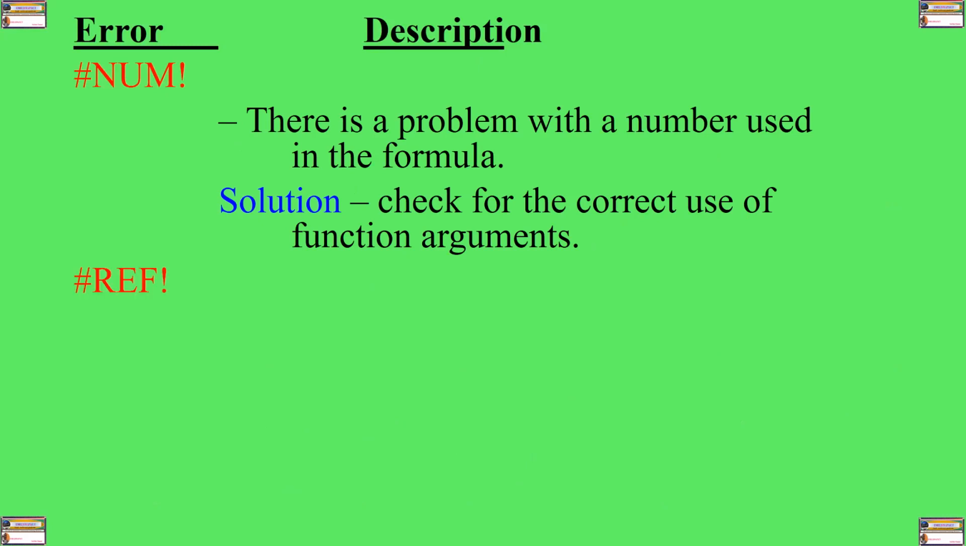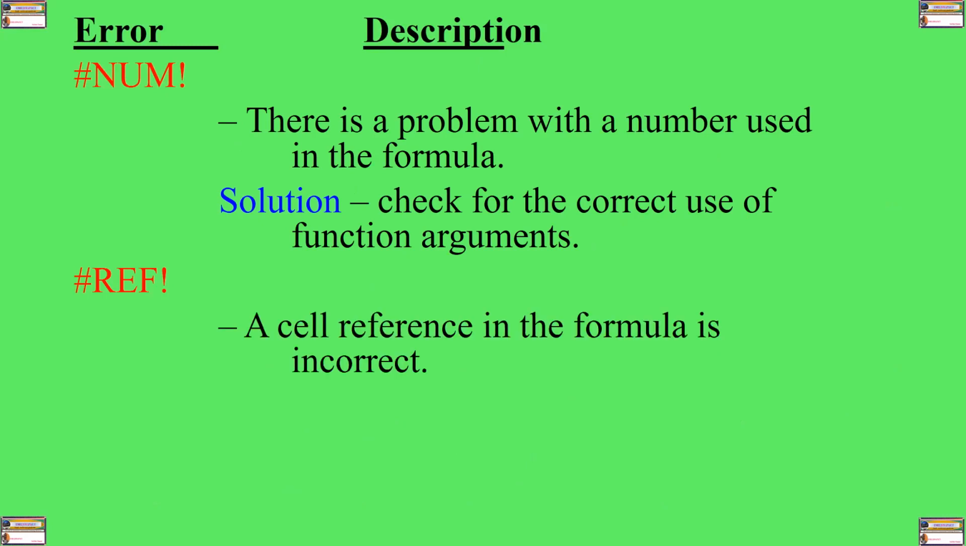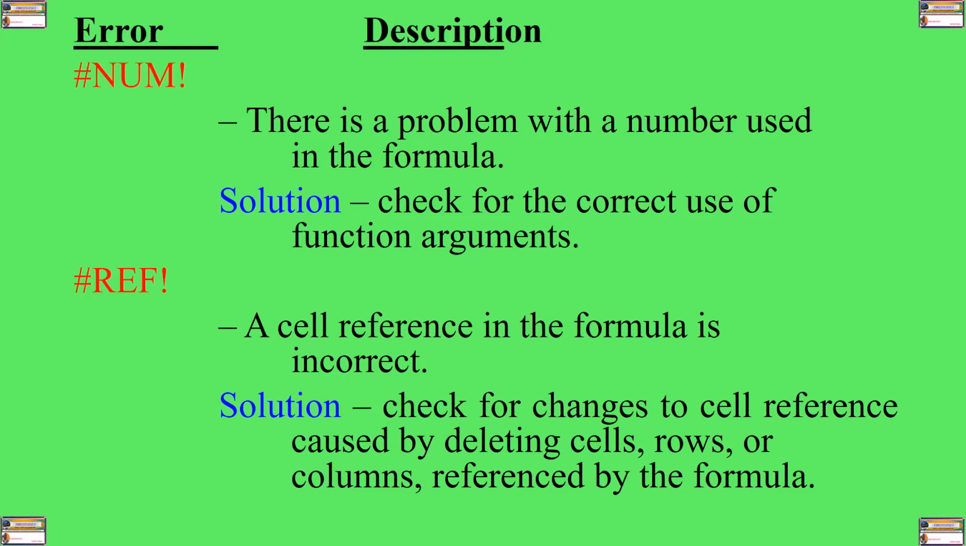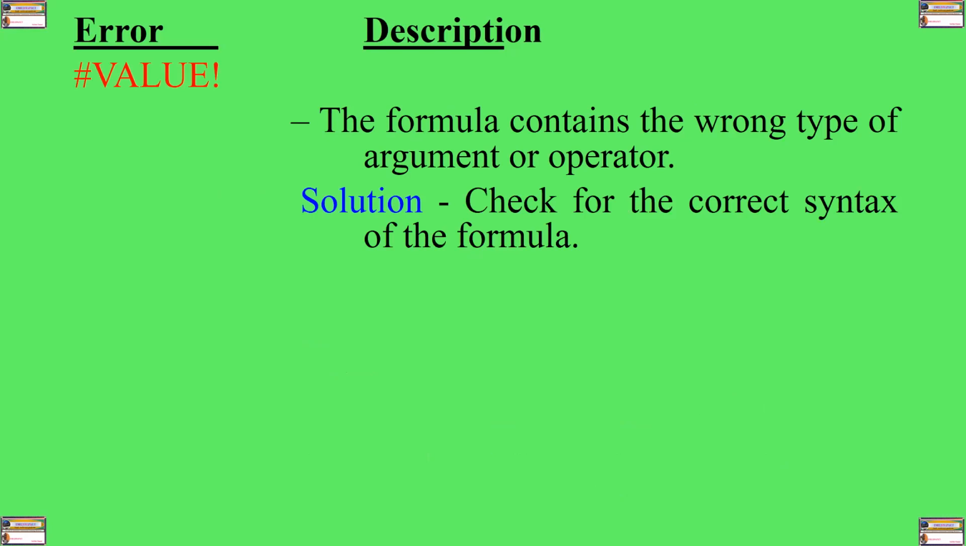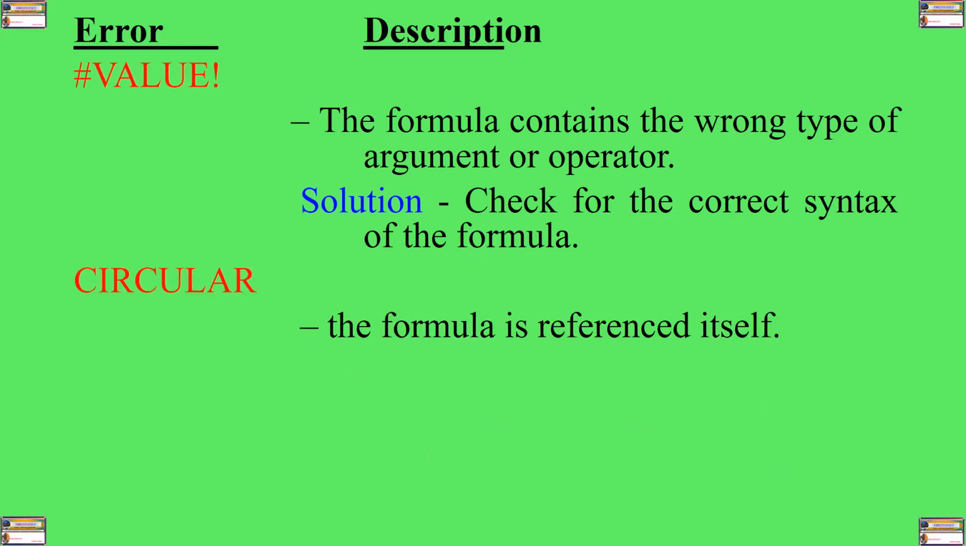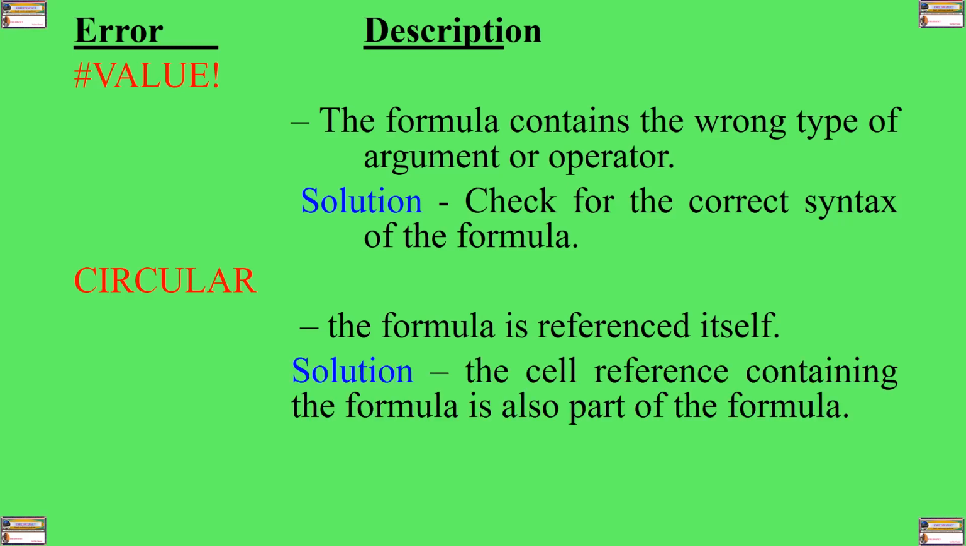Another error that you may find in your worksheet is this one. It simply means that a cell reference in the formula is incorrect. And the solution to that is check for changes to cell references that have been caused by deleting cells, rows, or columns referenced by the formula. Another error is this one. It simply means that the formula contains the wrong type of argument or operator. And the solution to that is check for the correct syntax of the formula. Another error is circular. It indicates that the formula is referencing itself. The solution is to ensure that the cell reference containing the formula is not also part of the formula.